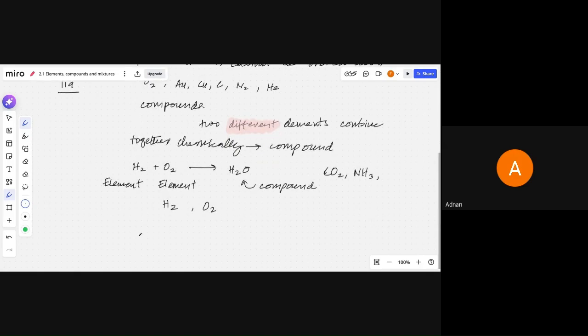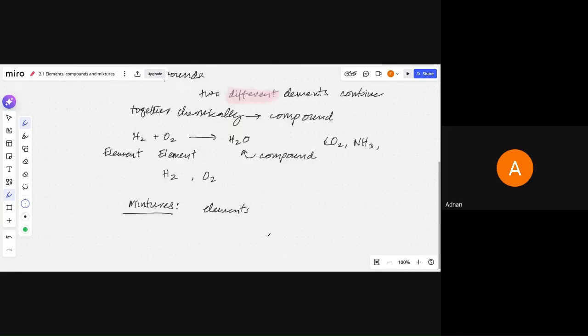Now we talk about mixtures. Mixtures are when elements are physically combined together. For example, we have a jar in which we have a few pieces of gold, a few pieces of copper, of iron, and some other unreactive elements. These are just hanging around in this flask. They don't react with each other. So this can be called a mixture, where the elements are physically combined and can be easily separated.